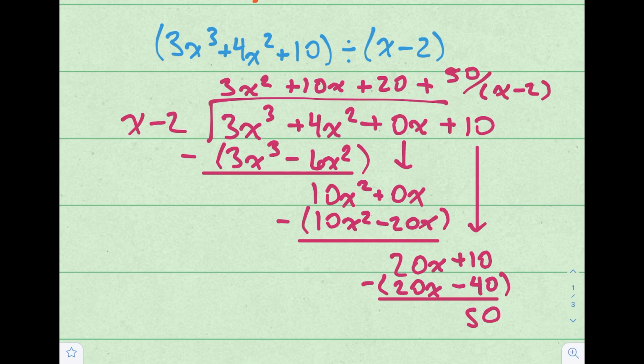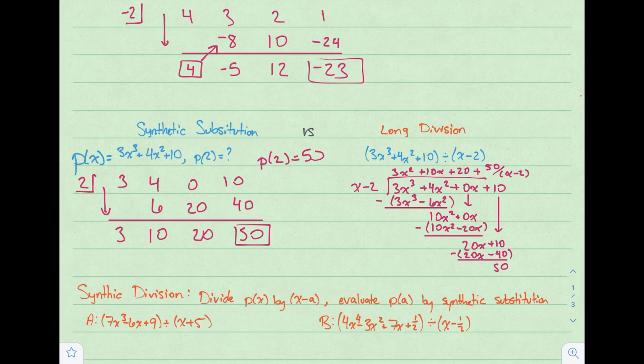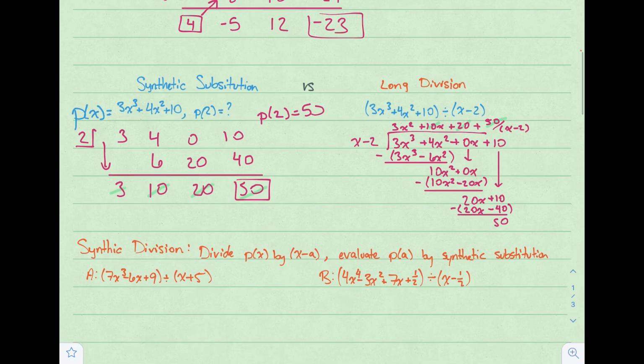Now what's interesting to note is all of these numbers are the same. 3 for 3x squared, 10 for 10x, 20 for 20, 50 for the remainder. So under certain circumstances, we can use synthetic division to divide polynomials. We can use synthetic division when we are dividing by something of the form x minus a. So let's run through 2 quick examples of using synthetic division.